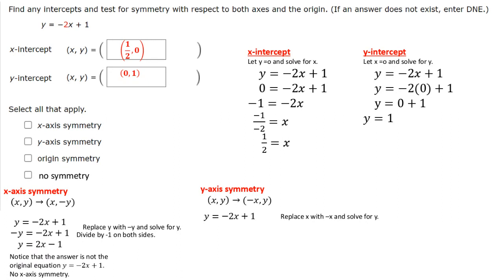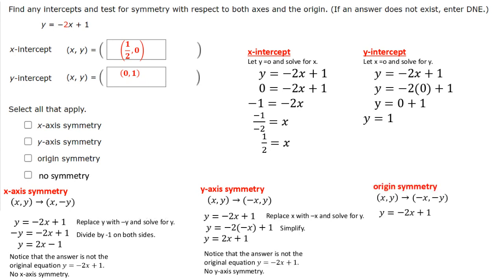Let's see if it has y-axis symmetry. Based on the rules for y-axis symmetry, if (x, y) has the same value as (-x, y), then it has y-axis symmetry. So let's replace x with -x and solve for y. When we simplify, we notice that the answer again is not the original equation. We have a positive 2x and then a positive 1, and it's not -2x plus 1.